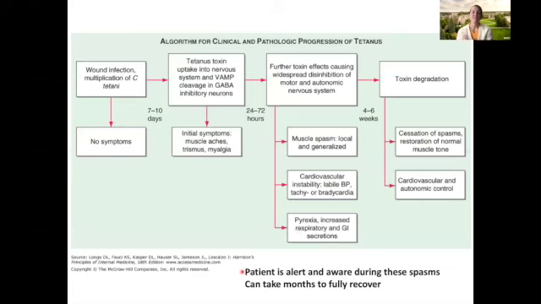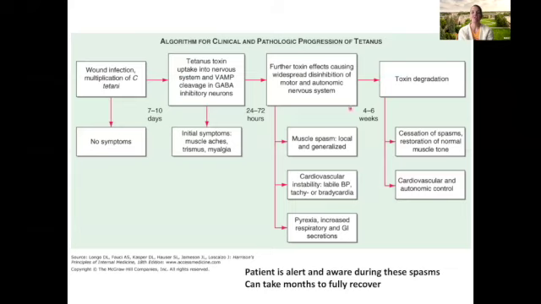When these muscle spasms occur, the patient is alert. They are aware, they can feel how painful it is. It's not like in a seizure where a patient may be unconscious and not remember having the seizure. Tetanus patients remember all of the pain, they can feel all of the pain. Now, many people will recover from a tetanus infection, but it takes a very long time. It can take months for a patient to fully recover.